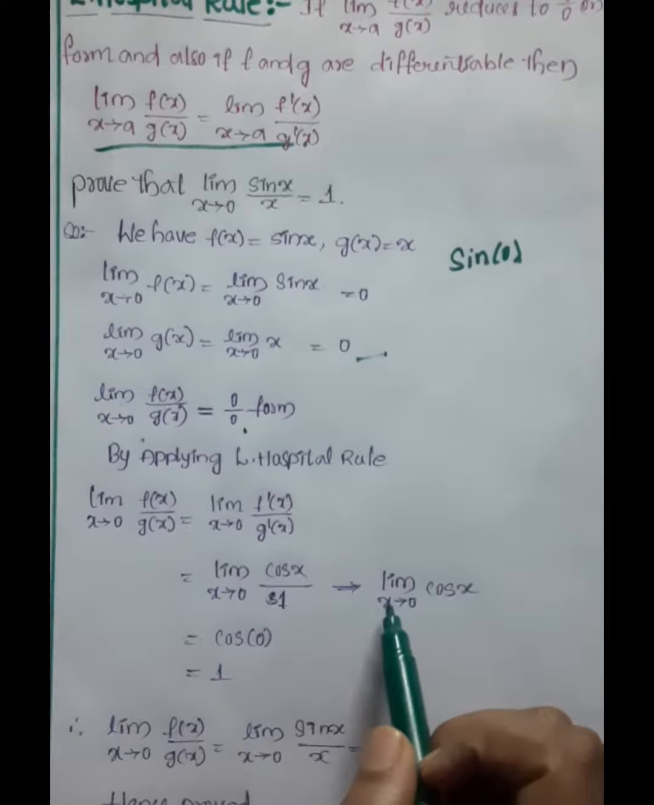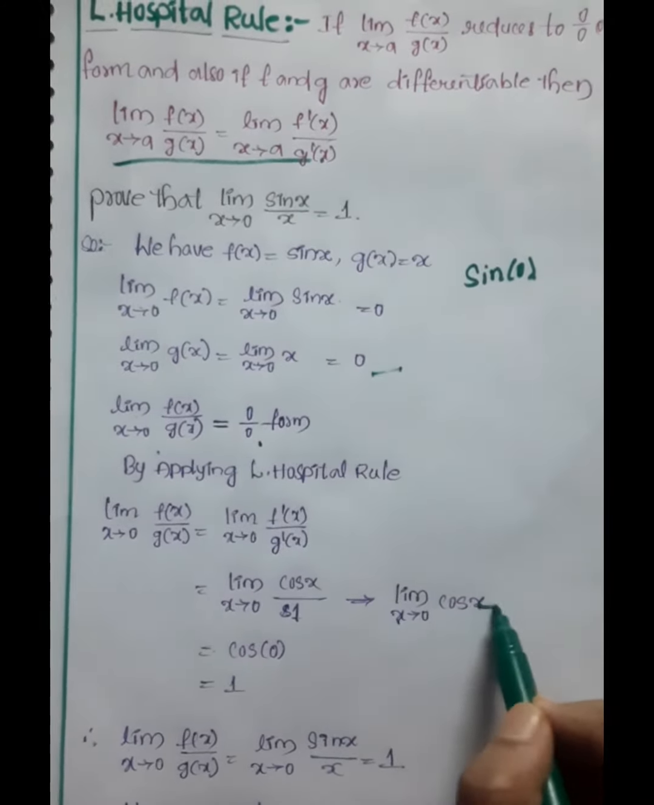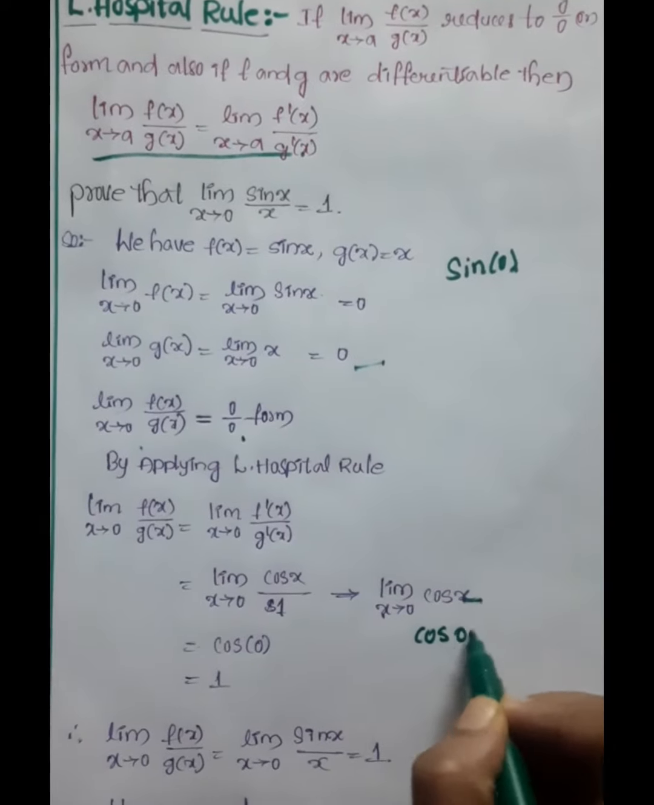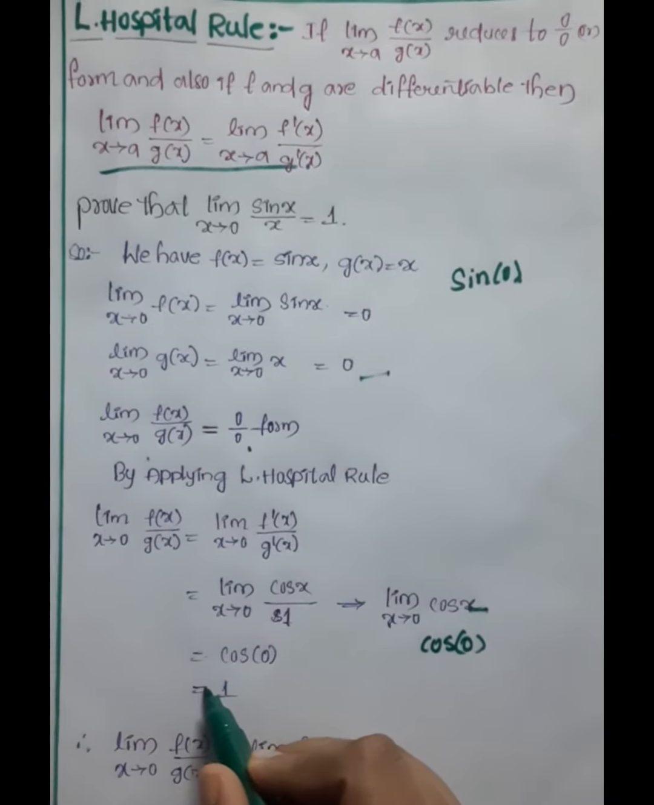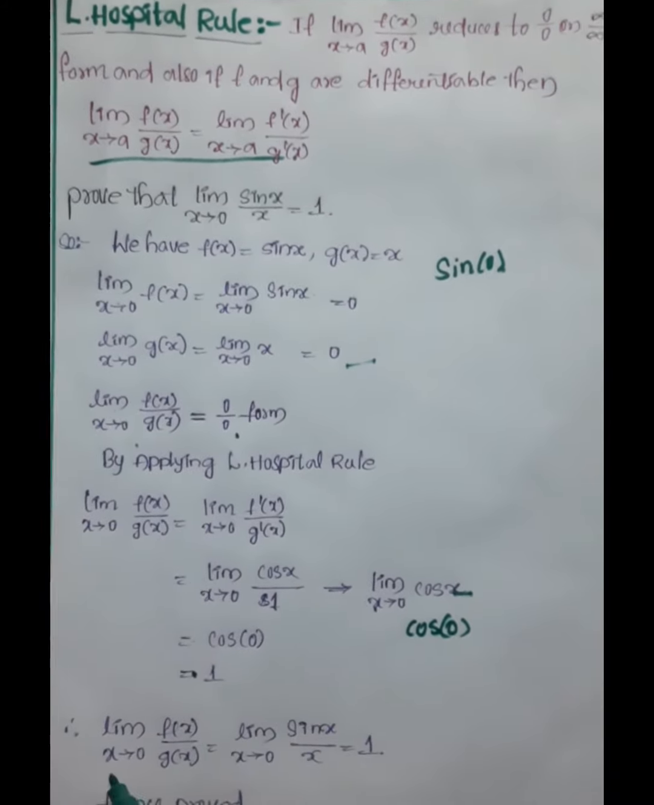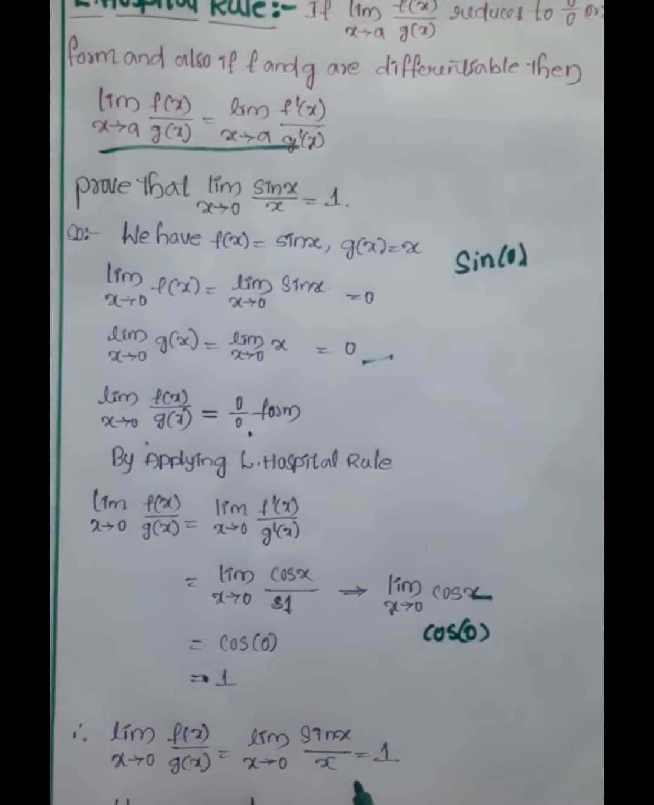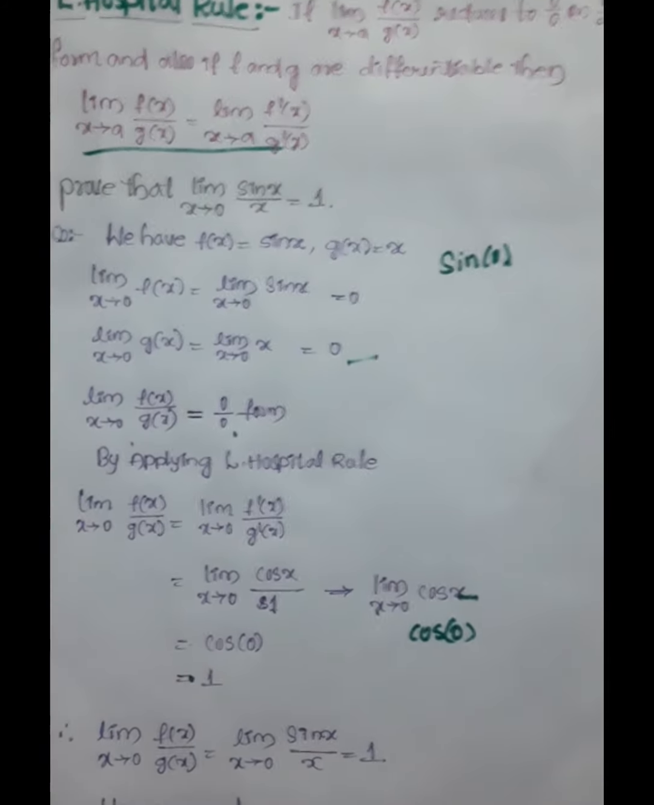So now we have to apply the limit to that. x tends to 0. In the place of x I am substituting 0 here. So I got cos 0. The cos 0 value is 1. So I got a constant value by applying the L'Hospital rule. Therefore limit x tends to 0 sin x by x is equal to 1. We got a particular value. So hence the problem is proved.